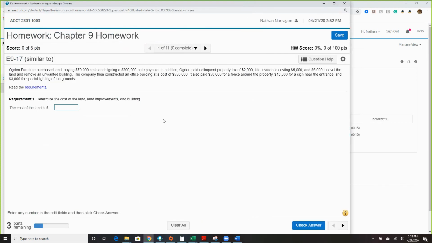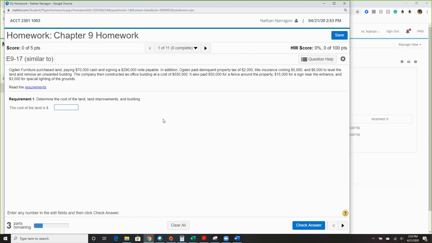Alright. So, first problem that we're going to see. We have Odin Furniture that purchased land, paying $70,000 cash, and signing a $290,000 note payable. In addition, Odin paid delinquent property taxes of $2,000, title insurance of $5,000, and $6,000 to level the land and remove an unwanted building. The company then constructed an office building at a cost of $550,000.